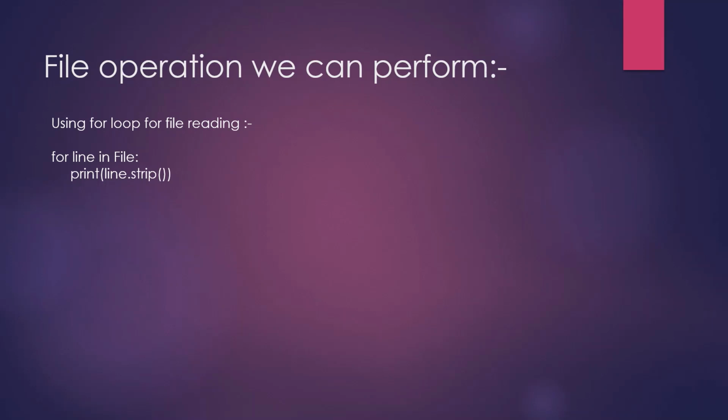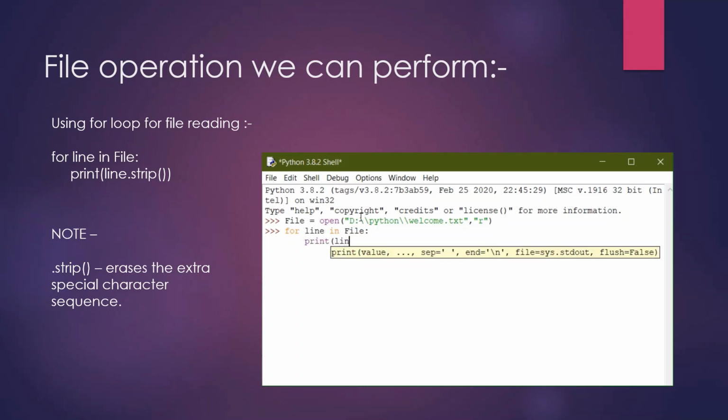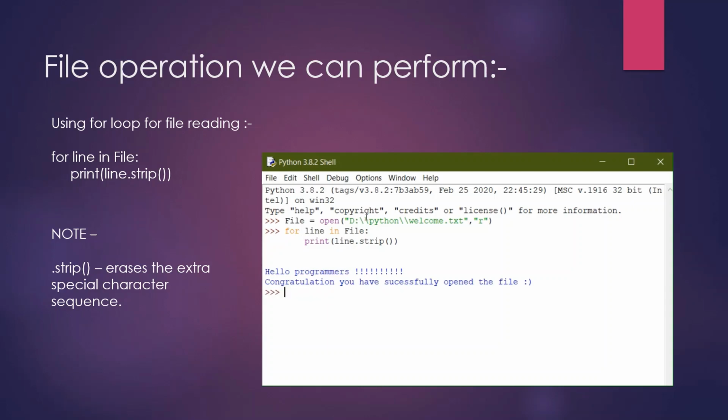To avoid those extra spaces, we will use strip function. Strip function removes all the special character from a line. Let's see this in action. For line in file, print line dot strip. See, the extra spaces has been gone.